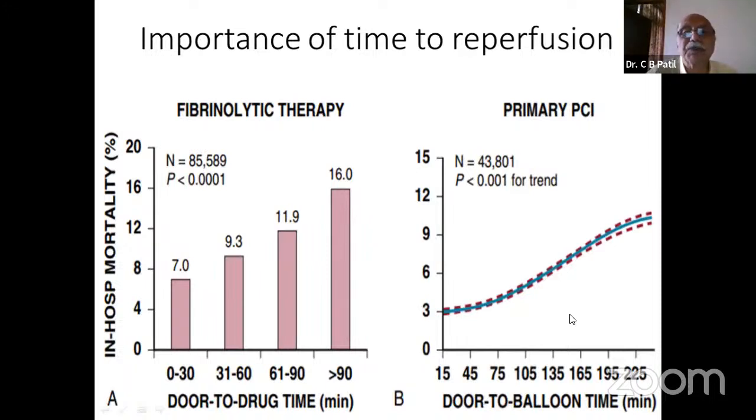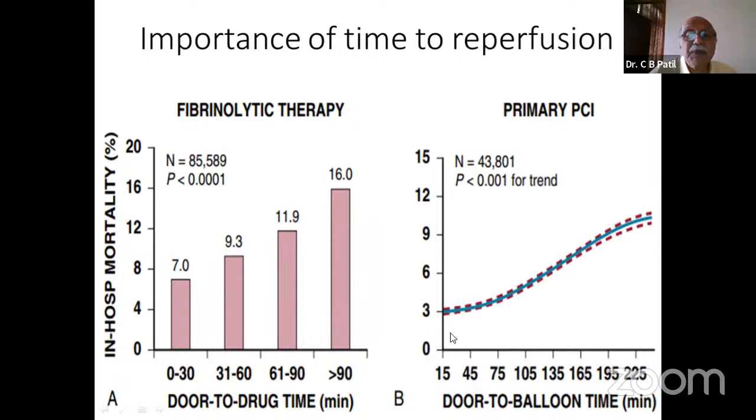We have to reperfuse either by a primary PCI, which is the best, or if not, by fibrinolytic therapy. Even with a 30-minute delay in administering fibrinolytic therapy, you can see the in-hospital mortality going on increasing. Hence, there should not be a delay of more than 30 minutes. One should diagnose a myocardial infarction before doing a fibrinolytic therapy. Similarly, it holds good for the primary PCI.